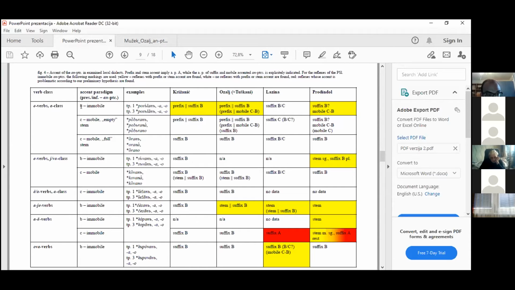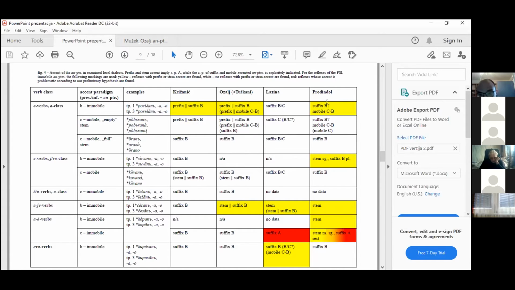because it seems that in this particular class of verbs, which have a yer in the stem and the prefix, the two accent paradigms merged, and both original accent paradigm B verbs and accent paradigm C verbs show either accent fixed on the prefix or on the suffix.